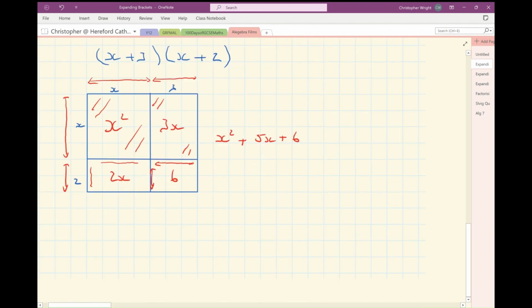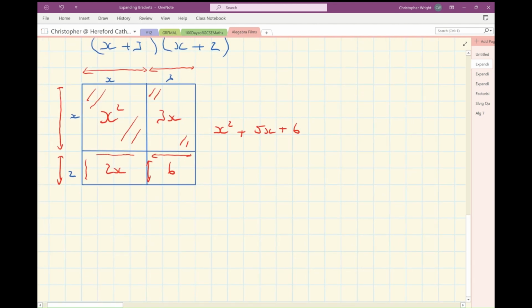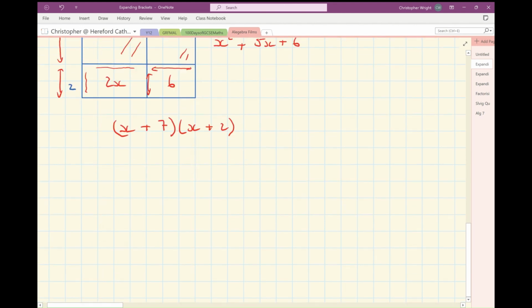Let's look at an example of doing it that way. Let's look at x plus 7 times x plus 2. You could pause the film now if you want to do it without me. Here we go. So I'm going to have a rectangle. It's going to be x plus 7 long, and it's going to be x plus 2 high.